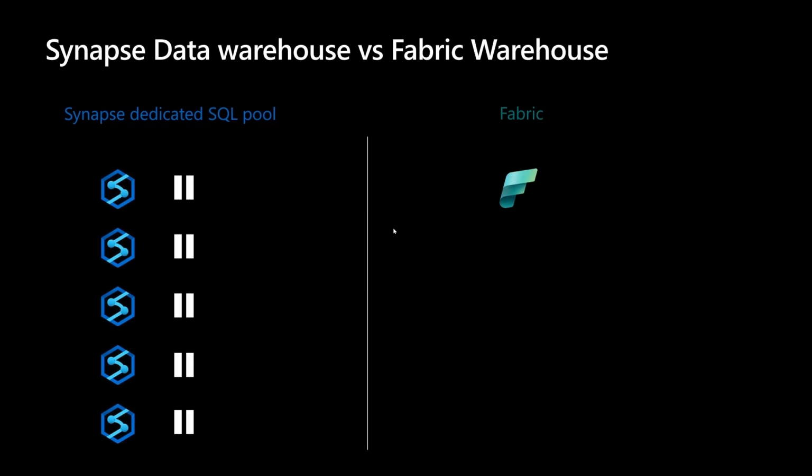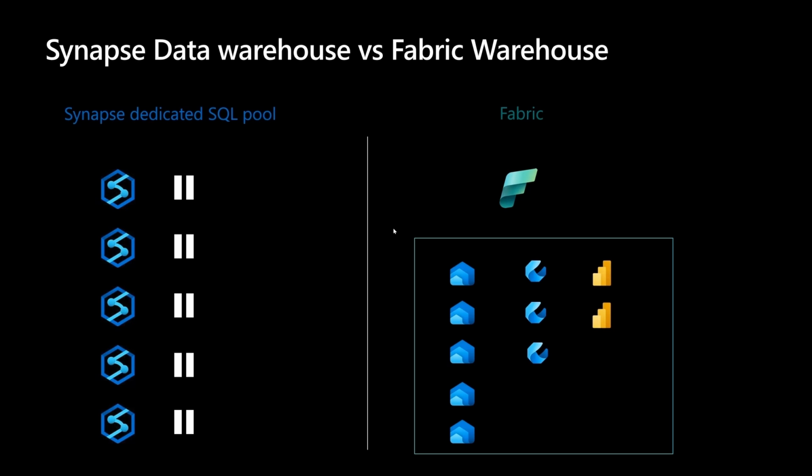In the SaaS world, the compute billing is based on the capacity SKU that is purchased. And within a capacity, I could be running multiple items like data engineering, data warehouse, and Power BI reports. So the pause control is at the capacity level. For example, here I am running 5 warehouses in one capacity, and pausing this capacity effectively pauses all the warehouses and any other items that are running on it.